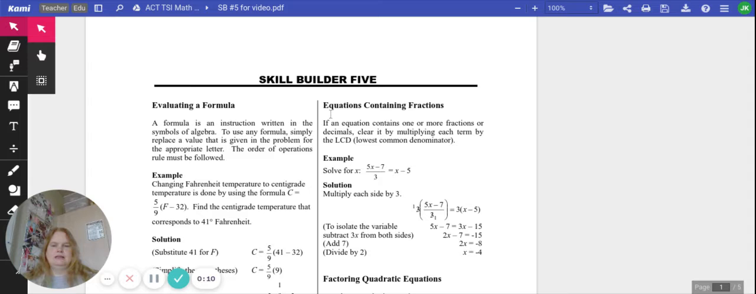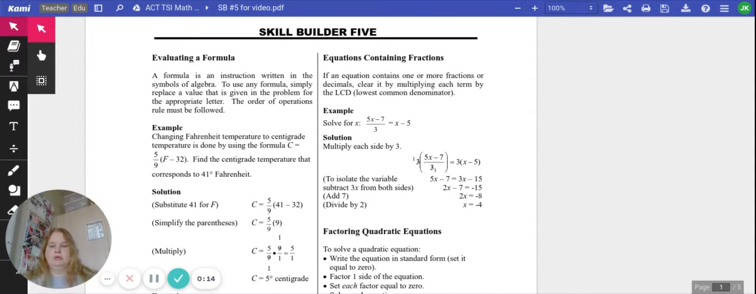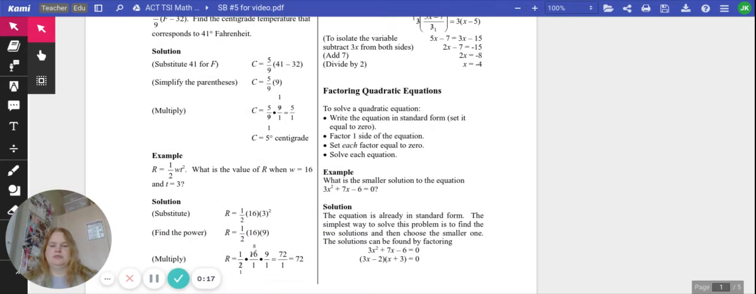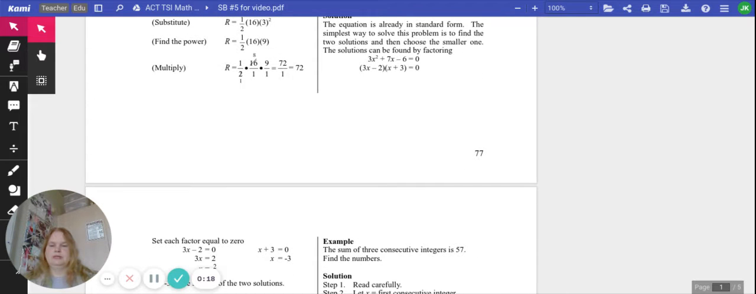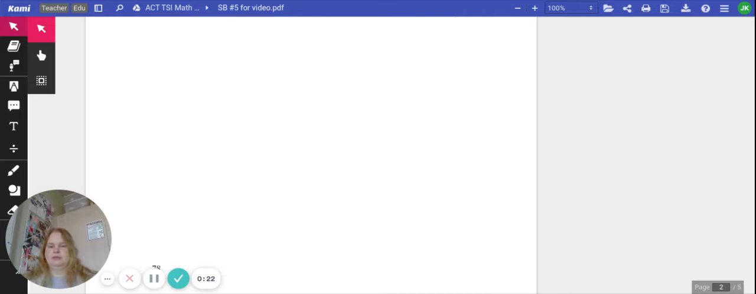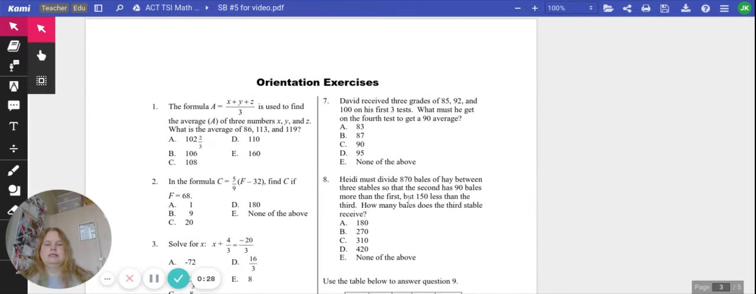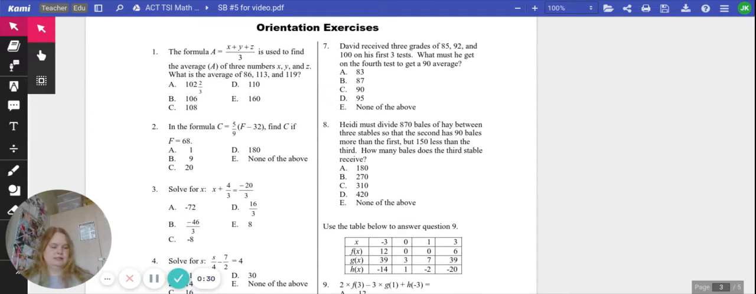So you can see from the description here that you're going to be doing some things with rational expressions, some factoring, some formulas, and then some word problems. So I would read through that if I was you guys. It's going over again some of this Algebra 1 stuff. Let's skip on down here to our exercises. Try to work your way through them.